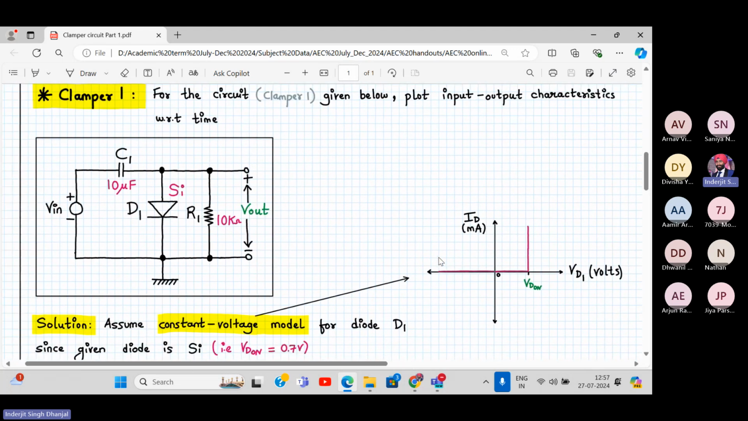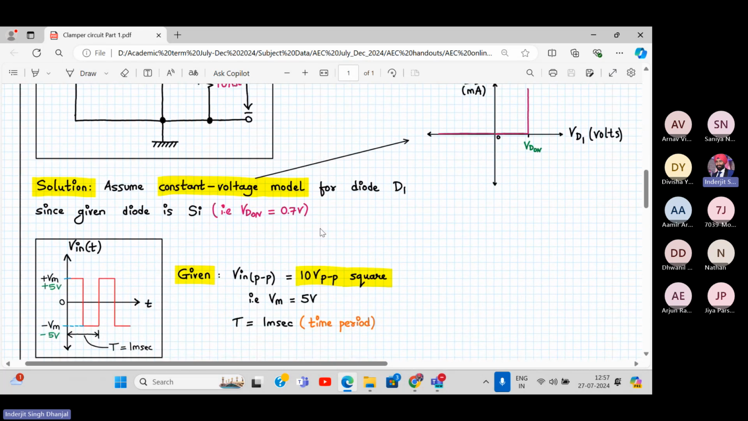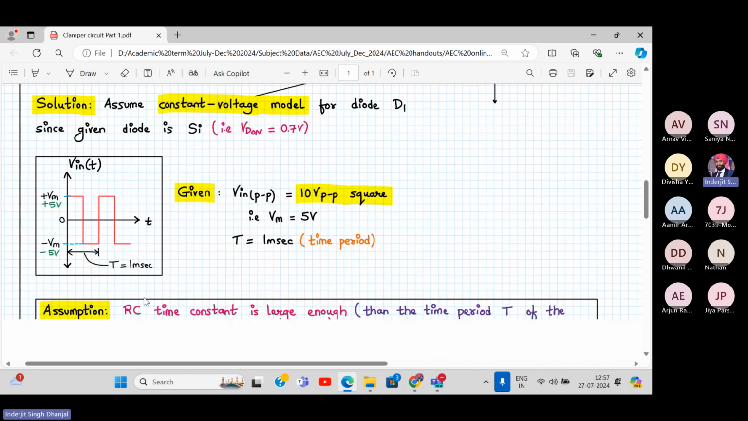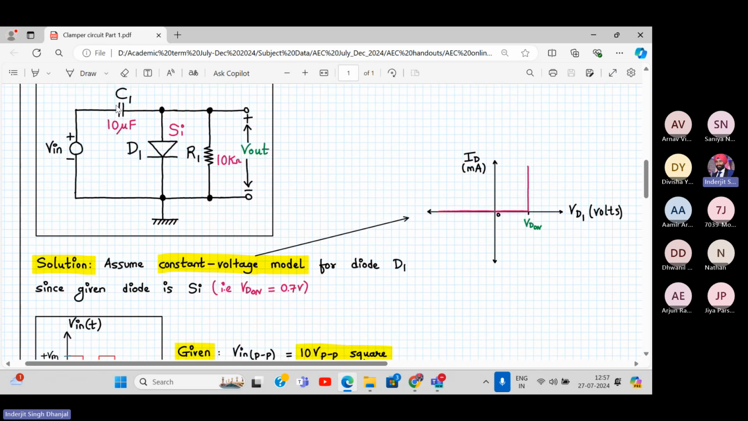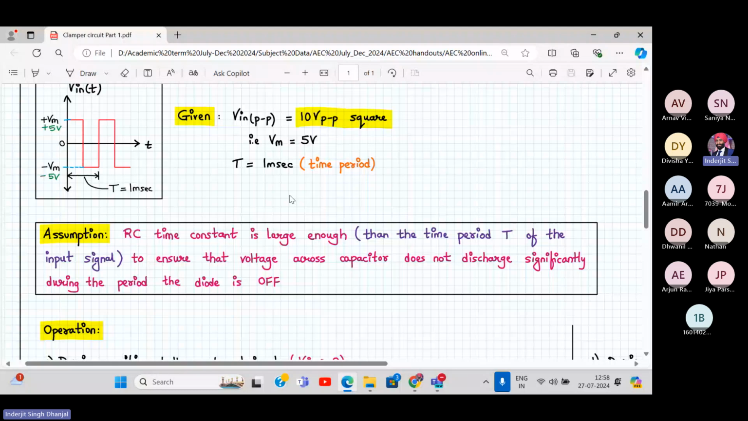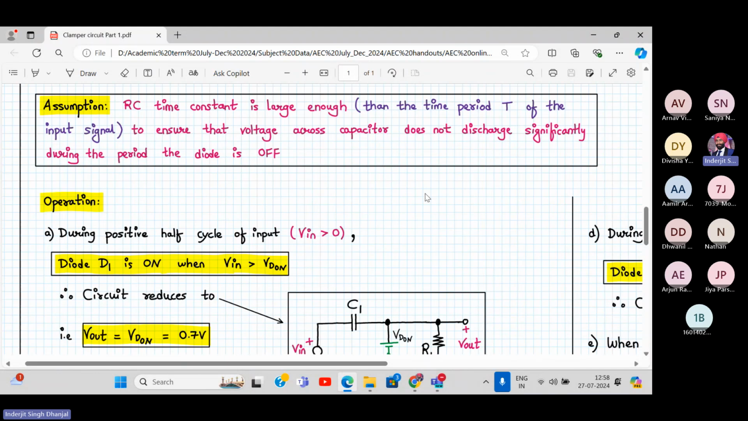Okay, so this is my clamper number 1. We have a diode which is in parallel with the output and a resistor also, and we have a capacitor also. You know the RC time constant, the resistor and the capacitor value should be greater than the time period of the circuit. So let's consider the constant voltage model for the diode. And we have a square waveform input, which is a +5 to -5 square wave. So VM is +5 volt, and the time period is 1 millisecond. So this RC time constant, R into C, should be greater than this 1 millisecond. I've already explained in the class why it should be, so that the capacitor does not discharge and acts as a battery.